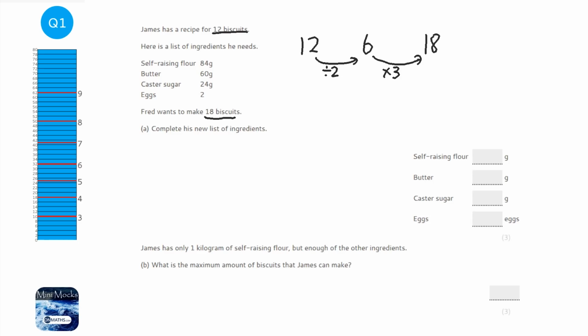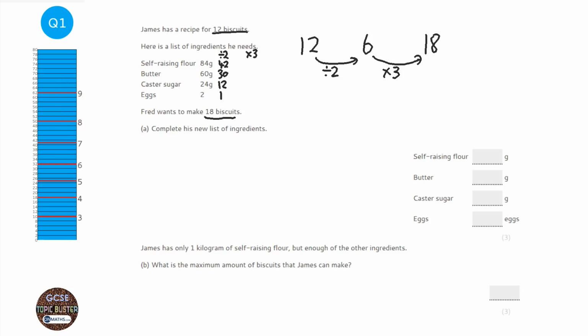So what I'm going to do with each of these ingredients is halve them to find out what the amounts for 6 biscuits are. And then I'm going to times them by 3 to find out the amounts for 18. So half the 84 would be 42. Half the 60 would be 30, half the 24 would be 12, half the 2 would be 1.